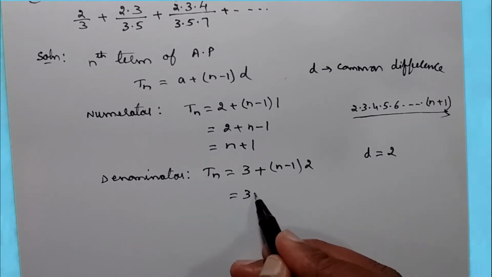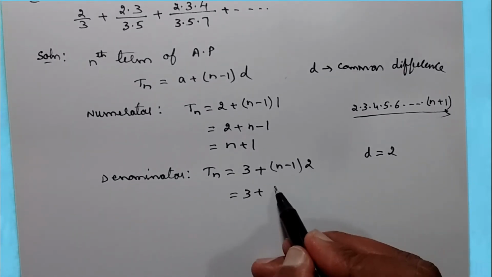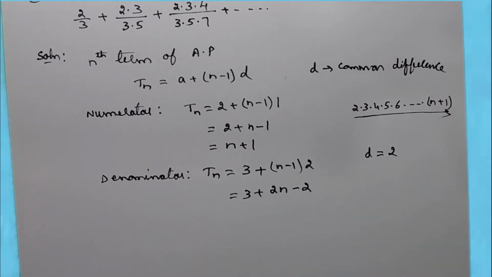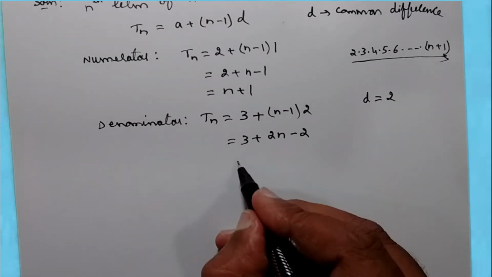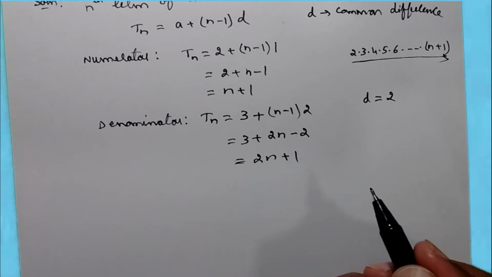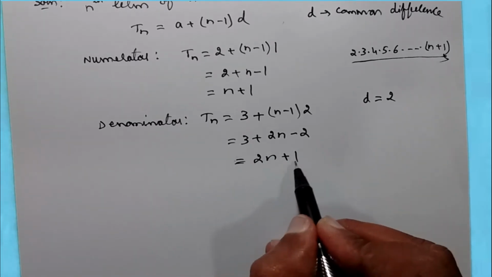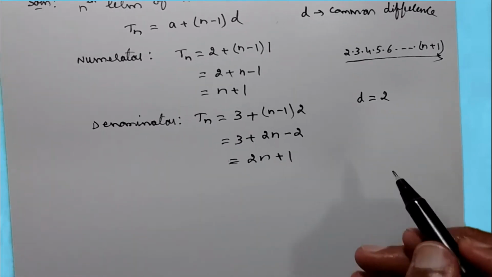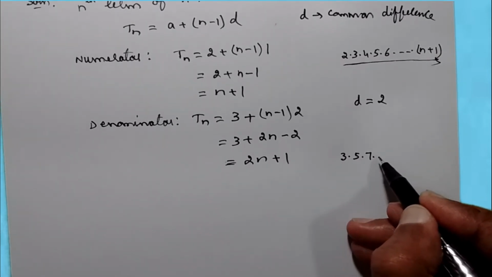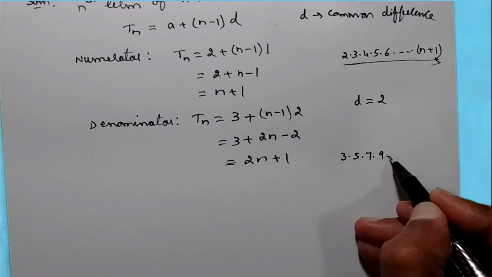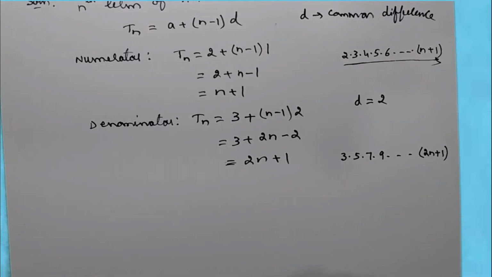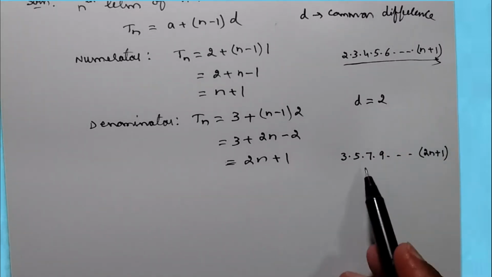So which is 3 plus, multiply, 2 into n will be 2n. Plus into minus is minus, 2 times 1 will be 2. So which is nothing but 2n, and 3 minus 2 will be 1. So this will be the nth term in the case of the denominator. So it will look like 3 into 5 into 7 into, the next term will be 9 into, and so on. You'll be getting the nth term as 2n plus 1. This is your numerator value, this is your denominator value.